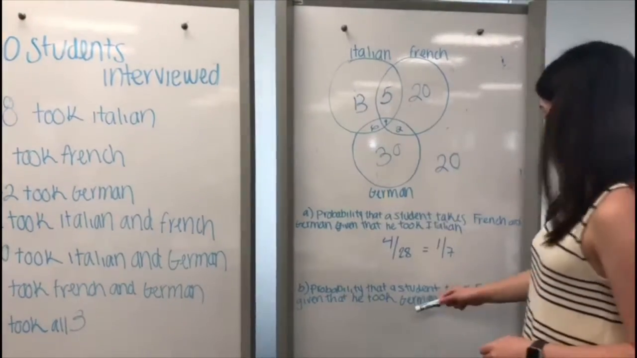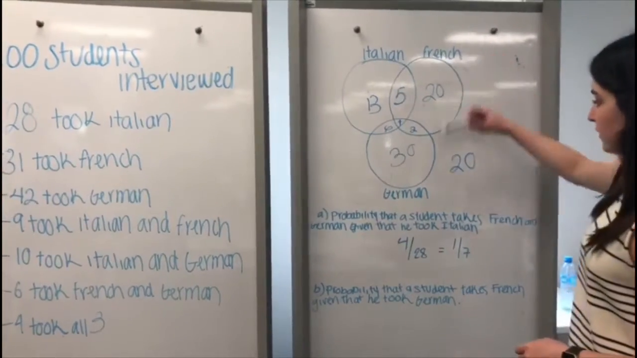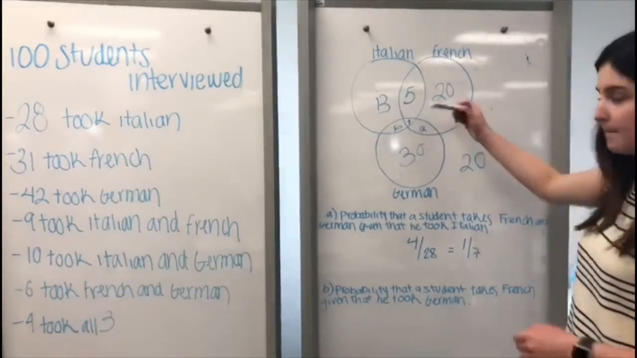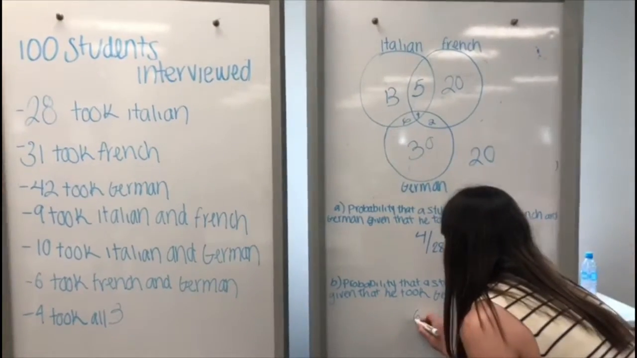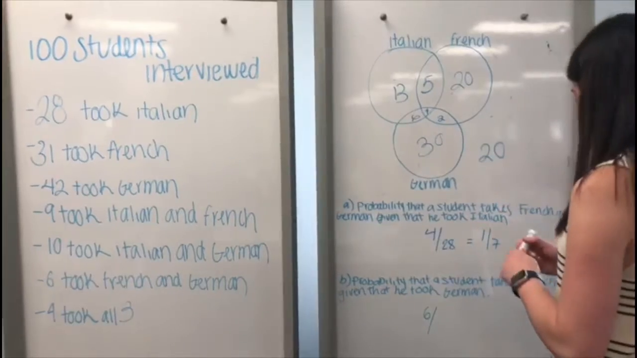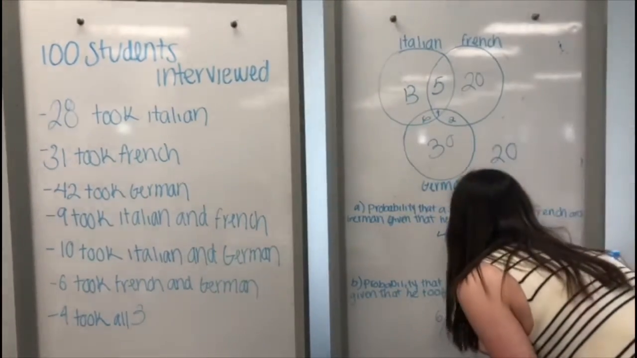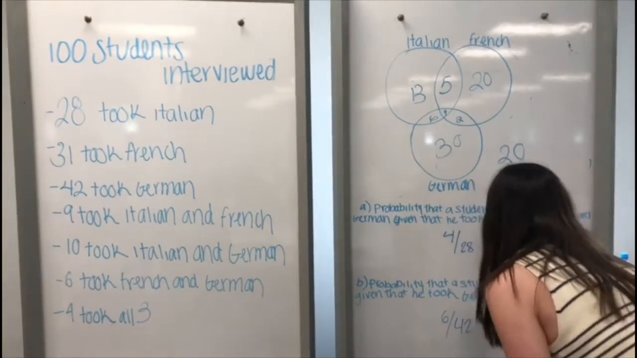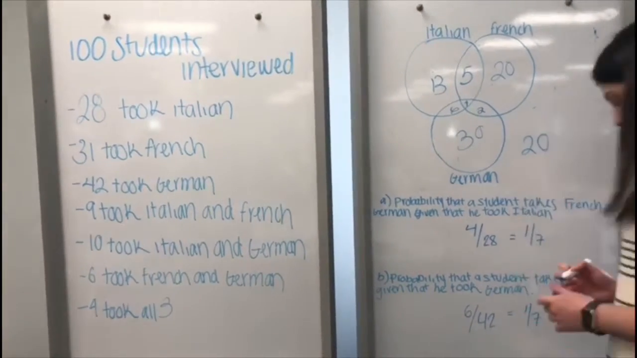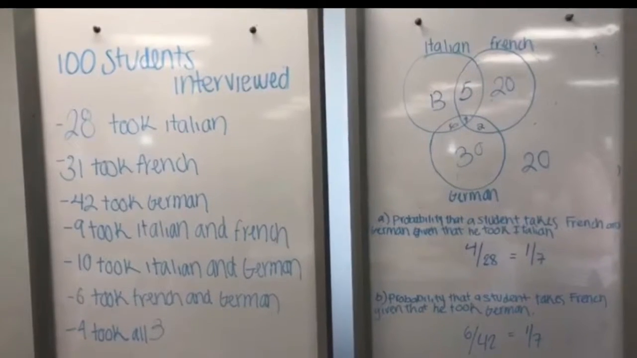In problem number 2, the probability that a student takes French given that he took German, we look at the two parts where people who took French also took German, and that's that 2 and that 4. Together it makes 6, so we put that 6 over 42, which is the amount of people who took German, and when we simplify, we get 1 over 7.